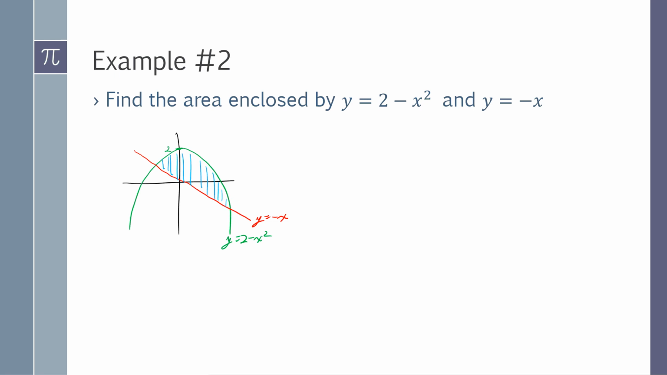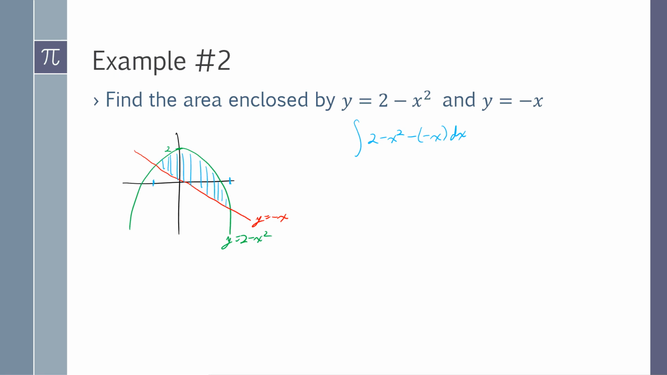But I don't know what x's should be between. I can see top, I can see bottom. So I can see I'm going to be doing the integral. The top is the green, 2 minus x squared. The bottom is the negative x in red. But I need to figure out what should x be between. So I actually need to find my intersections to see what x is between.